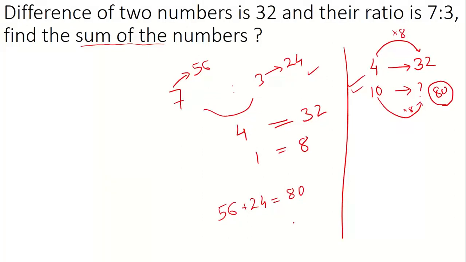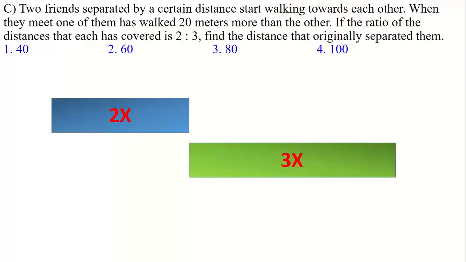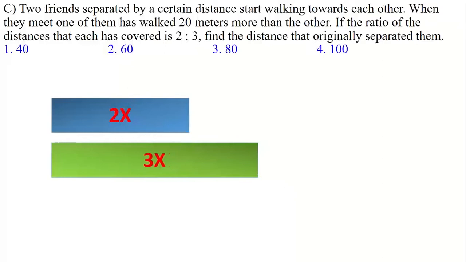Next example. Two friends separated by a certain distance started walking towards each other. When they meet, one of them has walked 20 meters more than the other. If the ratio of the distance that they covered is 2:3, find the distance that originally separated them. Again, a similar type of question with different language. One friend has covered two parts, the other friend has covered three parts. Two parts, three parts, so there's a difference of one part.